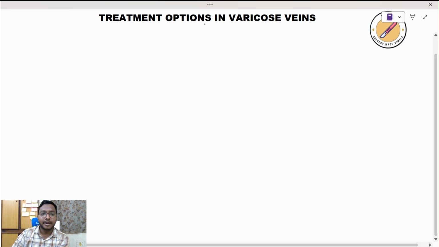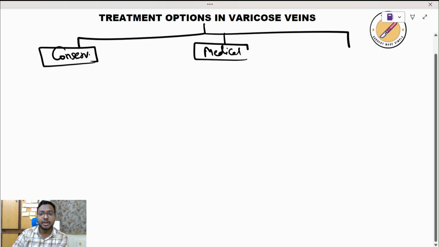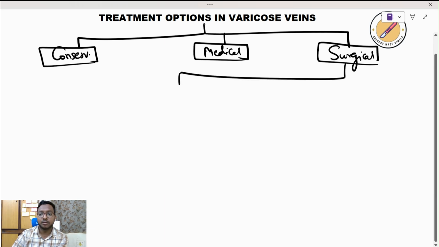Okay, so whenever we are learning about treatment options, we can divide them into three headings. The first one is conservative, then medical, then surgical. Again, this surgical can be divided into open, minimally invasive surgery, then endovascular or endovenous. Both are same, right? So we'll see one by one.